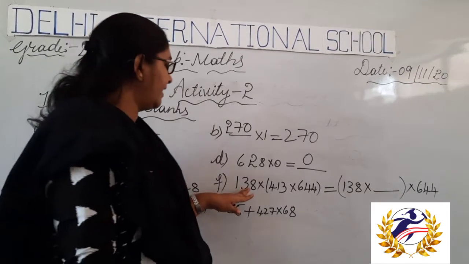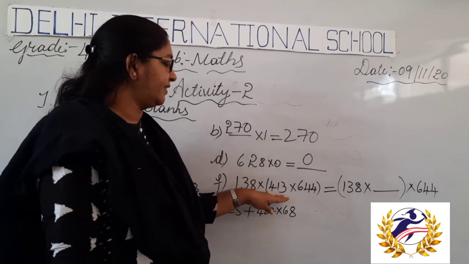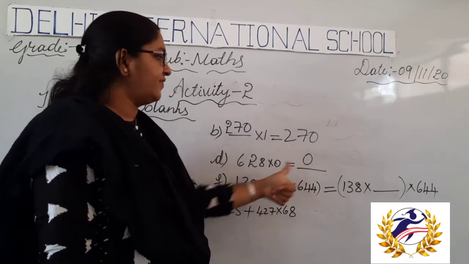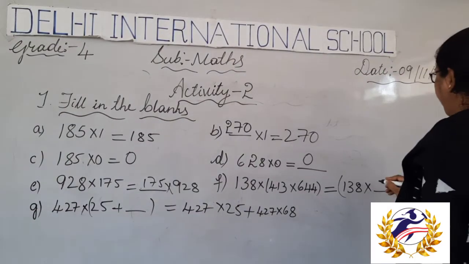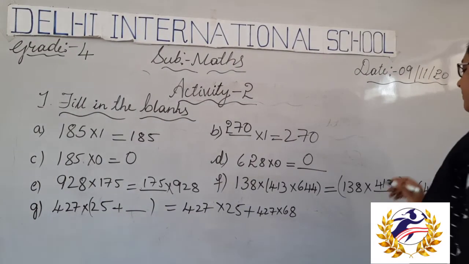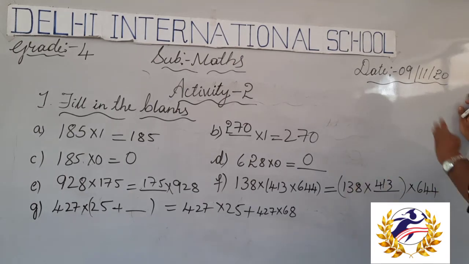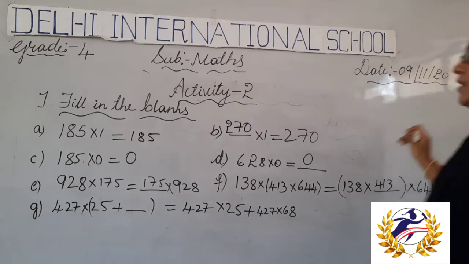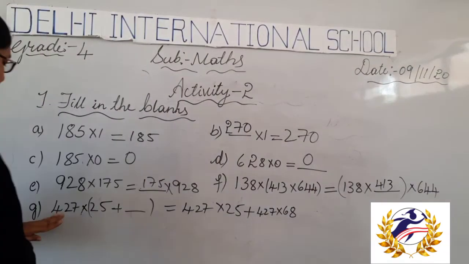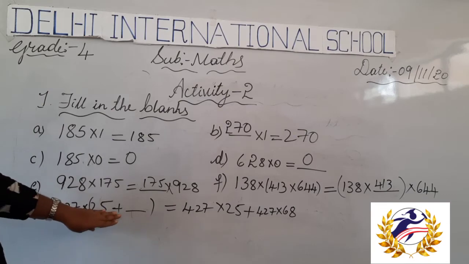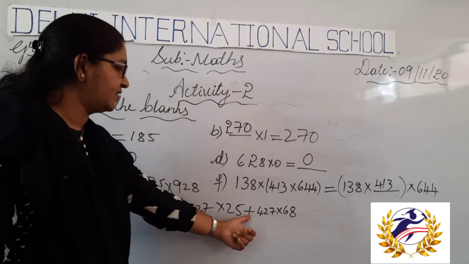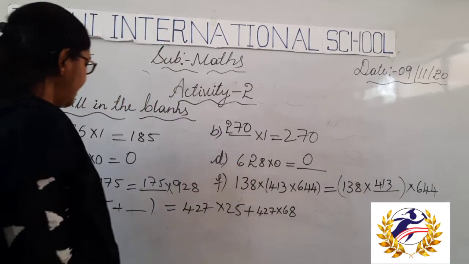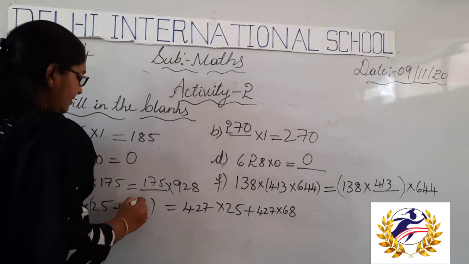Next one. Again here, 138 into 430 into 644. Again we have changed the order here. Then what will be the answer here? That is 430. If we group the numbers and change the order, the product will remain the same. Next, distributive property. 427 into 25 plus, is equal to 427 into 25 plus 427 into 68. Here the answer will be 68.